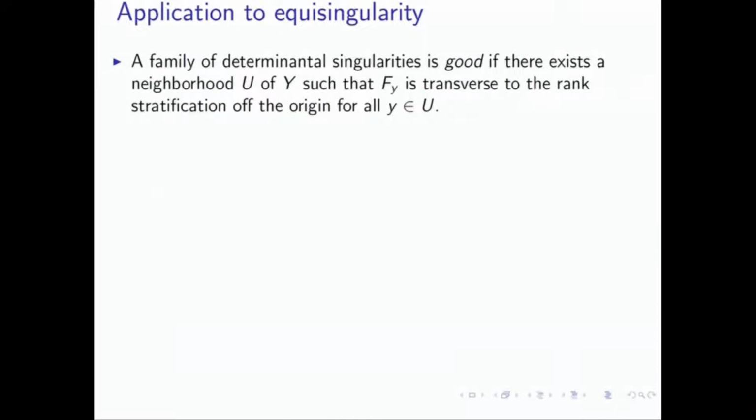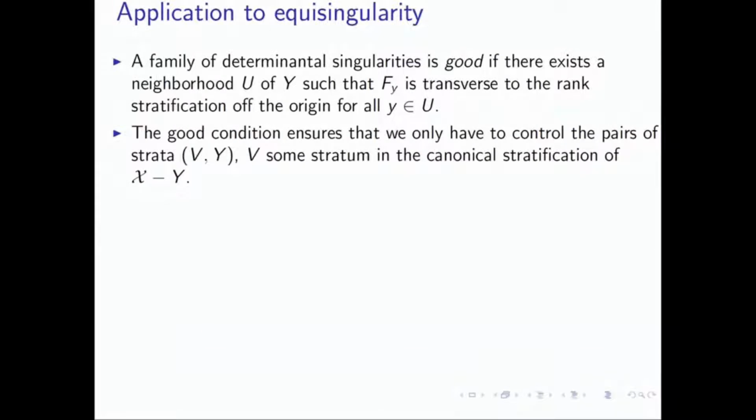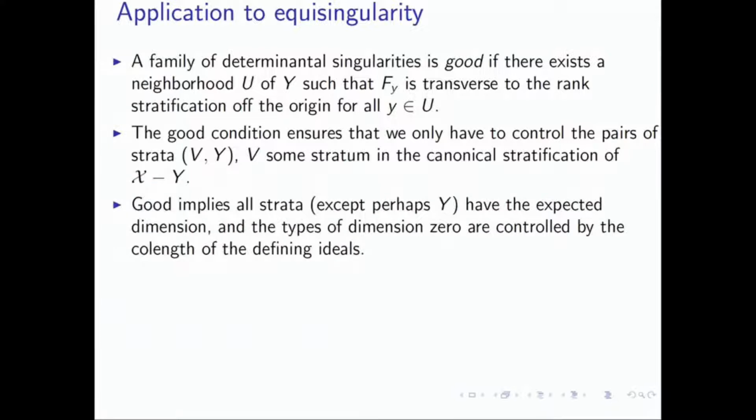So we want to say that a family of determinantal singularities is good if there is a neighborhood U such that Fy is transverse to the rank stratification off the origin for all y in U. This is to prevent certain pathological things from happening. So this means that we only have to look at the strata that contain y. Okay. The other strata don't exist. And it also implies that they all have the expected dimension because F is transverse in a whole neighborhood.